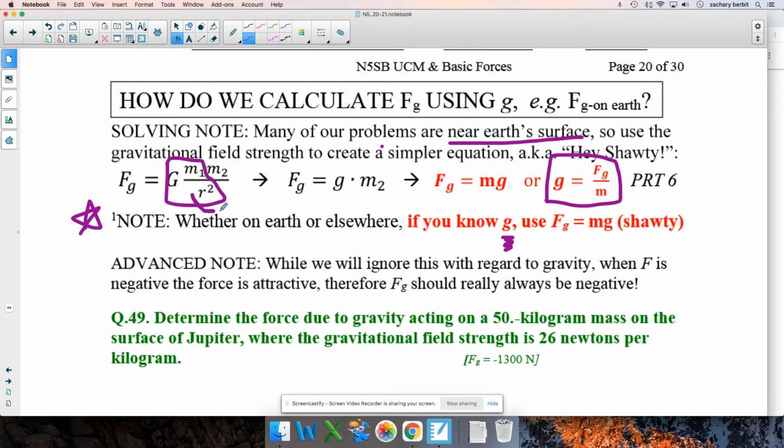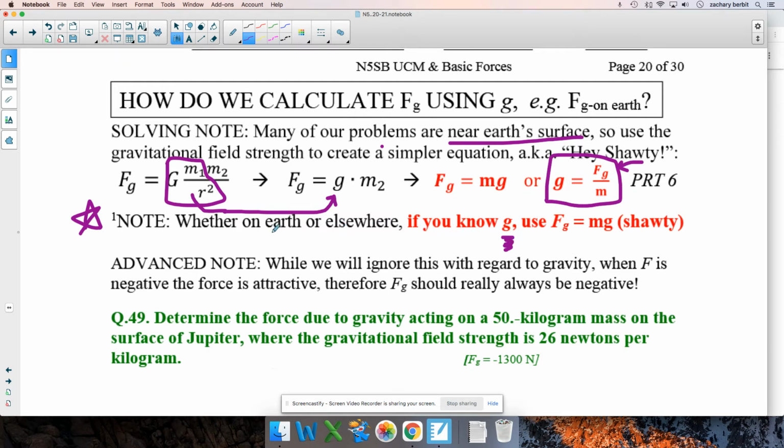Because we've already figured out that near Earth, these 3, G times M over r squared, actually simplify to give you little g. Give you 9.81. So what you can do instead is call on our buddy right here, our simplified version of this. This is our shorter version of the equation. We don't need Big Ugly. We know we're near Earth's surface. We know little g. We don't need to do all this GM over r squared. We call him shouty. And it says right here, whether you're on Earth or elsewhere, if you know little g.